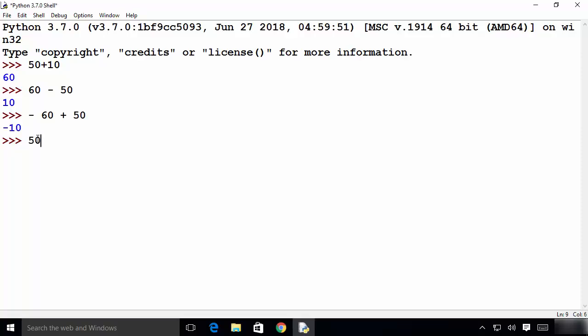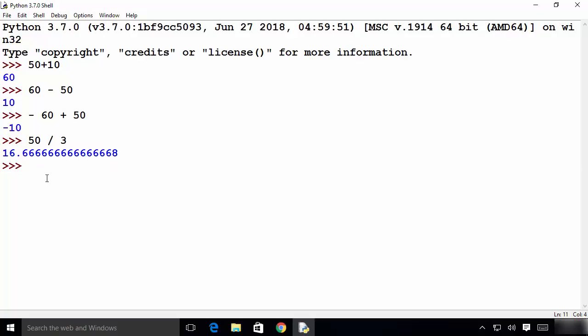Now let's do the division. For example, I want to divide 50 by 3. I'm going to press enter, and you can see it gives me a float value, or a decimal value. If you are familiar with other languages like Java or C++, this may appear a little bit strange to you, because when you do the same operation in Java or C++ with this division operator, you will get a different answer, which is 16 and not this decimal float value.